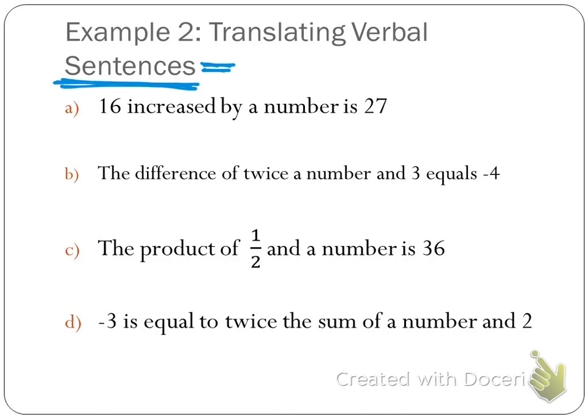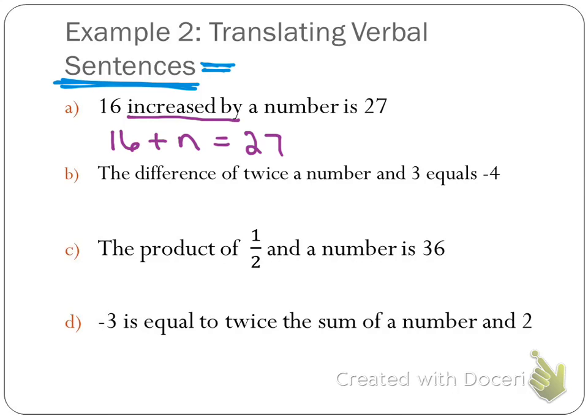"Is" is one of the key words. "Equals," that's kind of obvious. That's another key word that would show me the equal sign. So I need to make sure that I put it in the correct place. I'm reading this left to right, and I'm looking for my key words. So in the first one, what's my key word? "Increased by." Very good. So that's just a standard word. It doesn't mean I have to reorder the numbers, so now I'm just going to read it left to right. 16 increased by, that's addition, a number is 27.